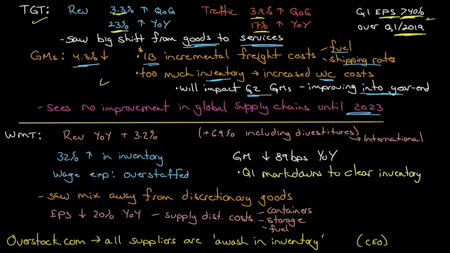Walmart. Revenue year over year up 3.2%. It would have been up 6.9% if you had left out the divestiture. Walmart International had a divestiture that did result in $5 billion less in revenue year over year. So to make this comparable year over year, just add the $5 billion back on, and it would have been up almost 7%. Look at this, they had a 32% increase in inventory.